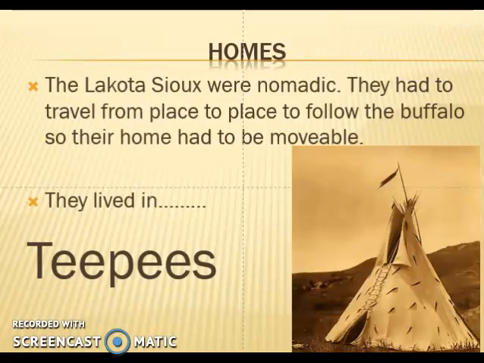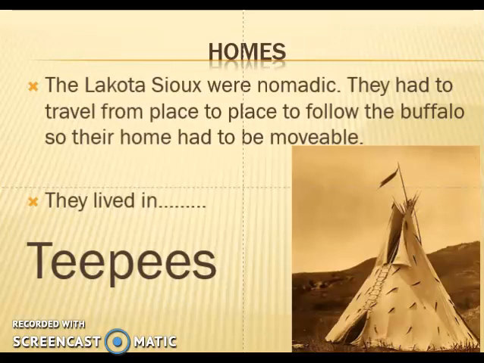The Lakota and Sioux were nomadic. That means that they traveled from place to place to follow buffalo. So they had to make their house movable because they had to follow the trail that a buffalo did in their life. So their lifestyle was based on hunting buffalo.